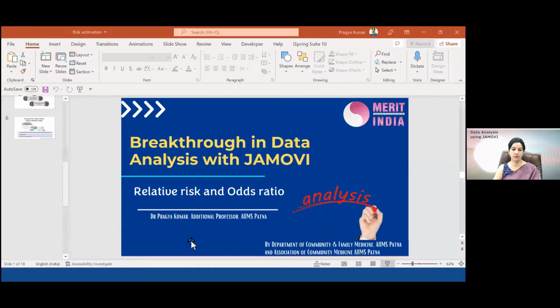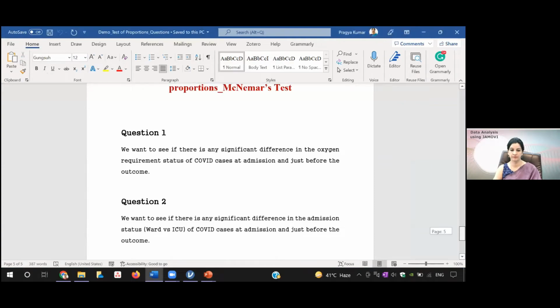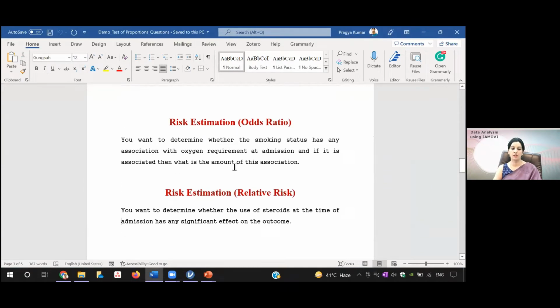So now coming to the question. So for demonstration, I will demonstrate this odds ratio and relative risk. The first is the risk estimation, the odds ratio. So if you want to determine whether the smoking status has any association with the oxygen requirement at admission, and if it is associated, what amount of this association. So I have to do the odds ratio between smoking status and the oxygen requirement at the time of admission. So I'll go back to this data set.